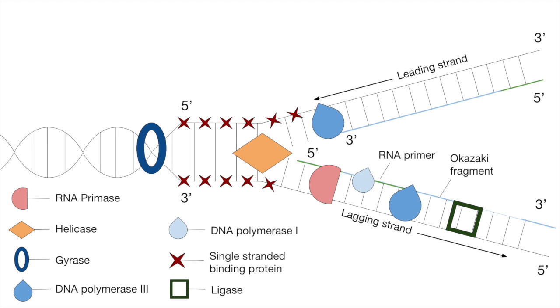The function of DNA polymerase I is to remove the RNA primers and connect the Okazaki fragments that have been created on the lagging strand by the action of DNA polymerase III. This is necessary to fill in the gaps of the new strand that are missing DNA.